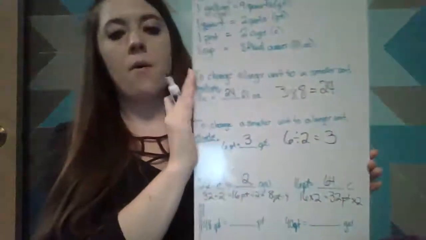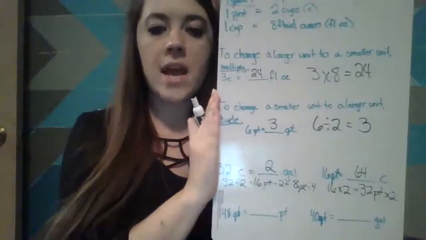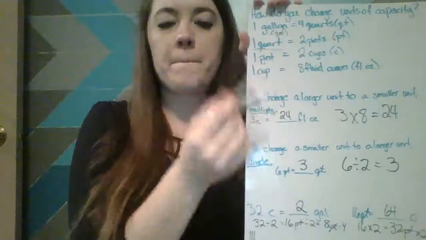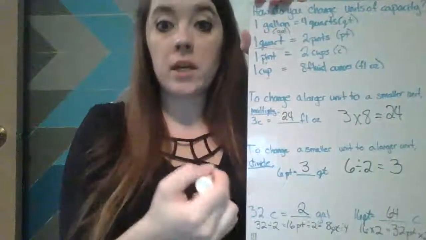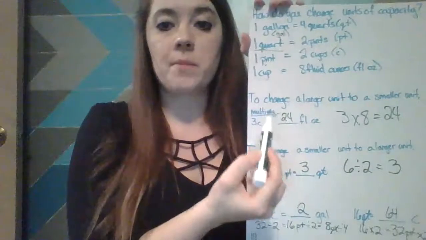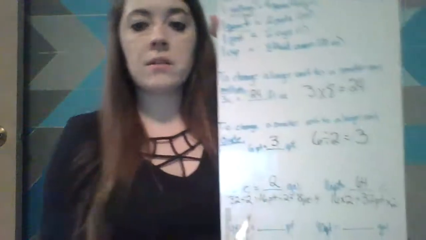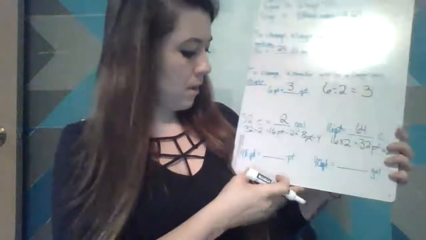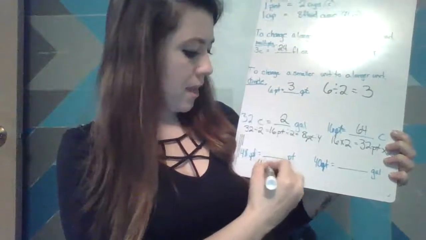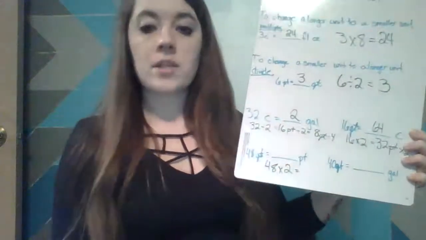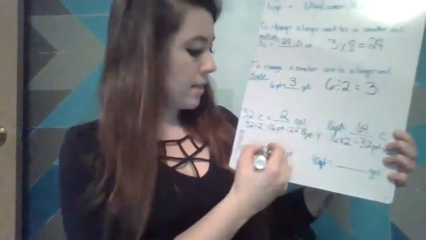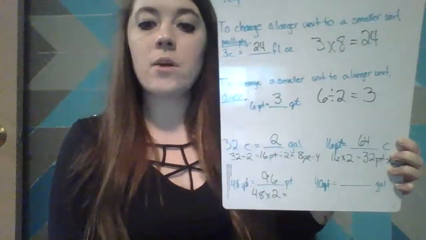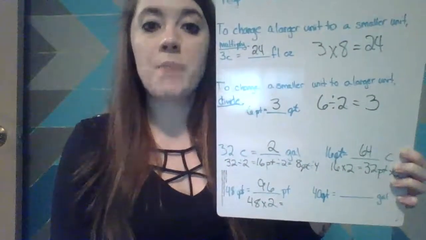All right, our next one. So we have 48 quarts equals how many pints? So looking back up here, is a quart bigger or smaller than a pint? It's bigger, so that means we're going to go from larger to smaller, so we multiply. And 1 quart equals 2 pints, so we're going to take our 48 and multiply it by 2, which is going to give us 96. So for 48 quarts, it's the same thing as having 96 pints.